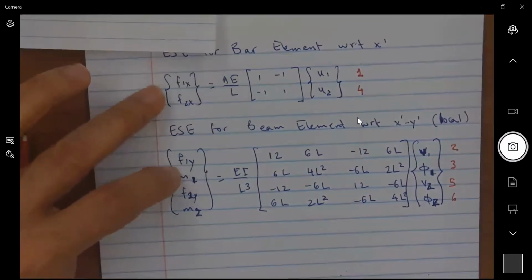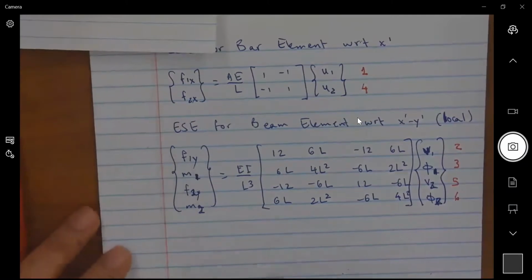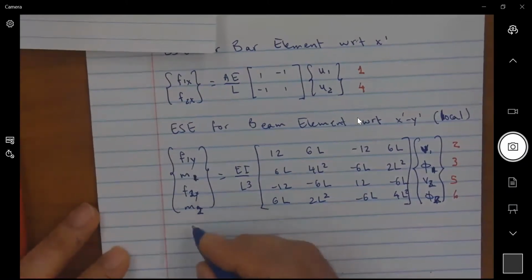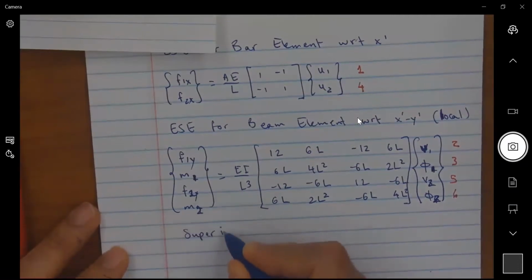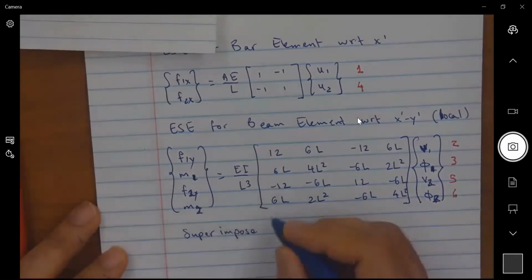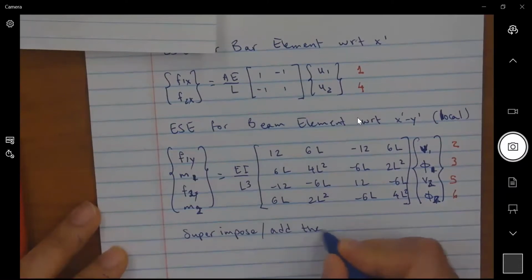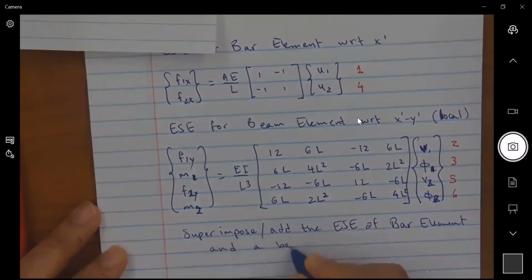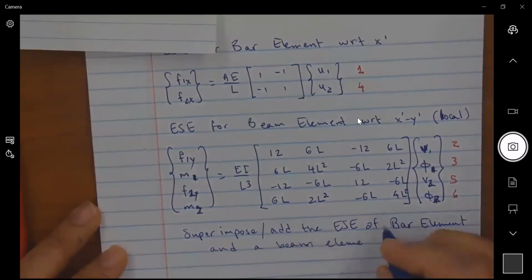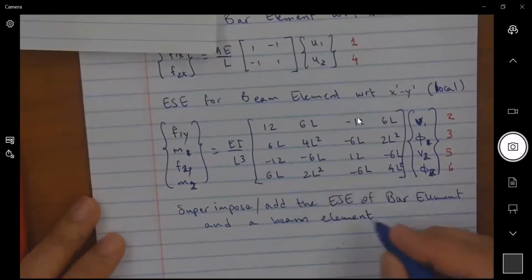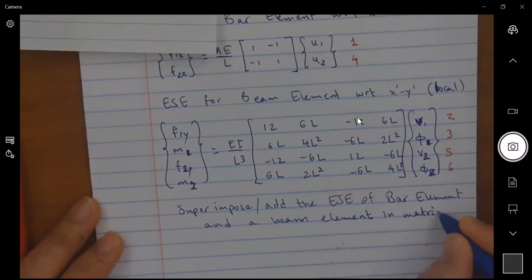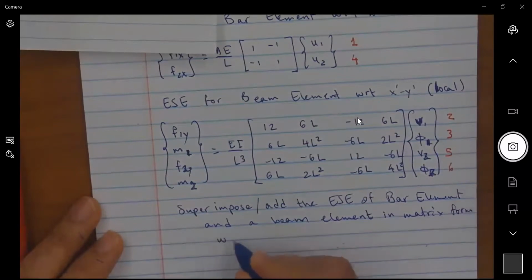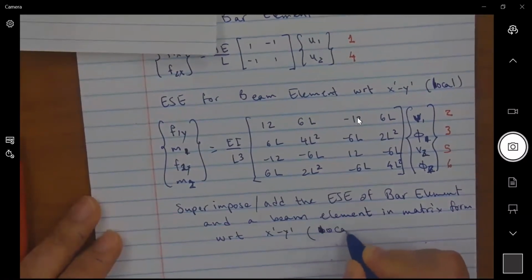So if I am to superimpose these two together, I can write, superimpose, or really add the element stiffness equations of a bar element and a beam element in matrix form. And I still want to emphasize that this is with respect to the x prime, y prime local axis.